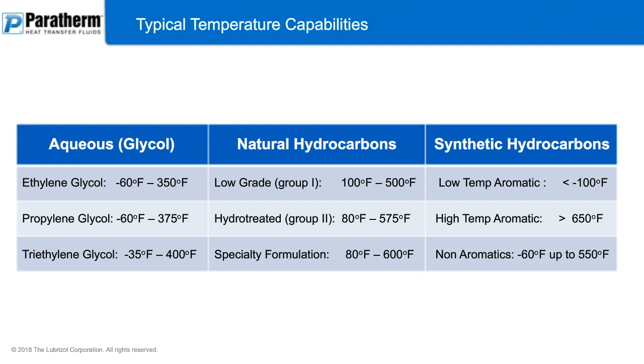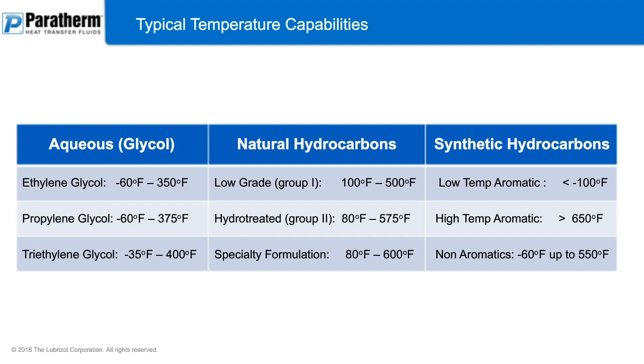Looking at this, you see the limitations of the glycol-based and aqueous-based products in comparison. So, you have low-grade group 1 based fluids compared to the ethylene glycol compared to the low-temp aromatics. And you can see here the limits of the glycol-based products are around 350 to 400 degrees Fahrenheit. At that point, you're really getting to the limitations, pushing some risk when you get to those temps.